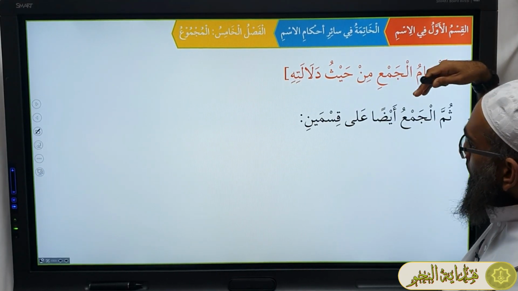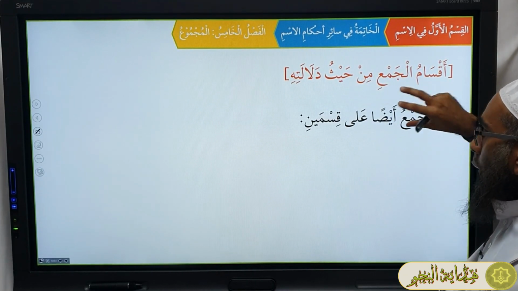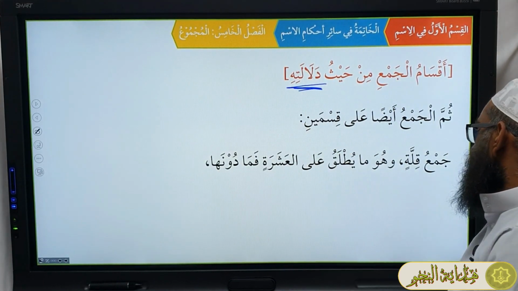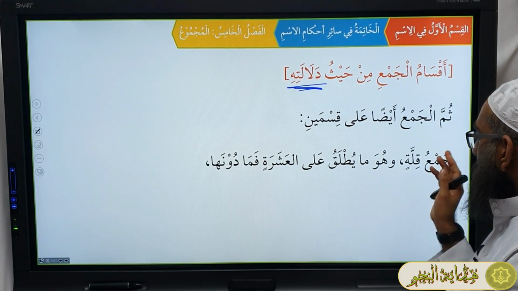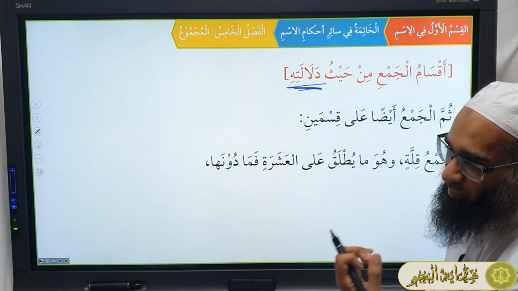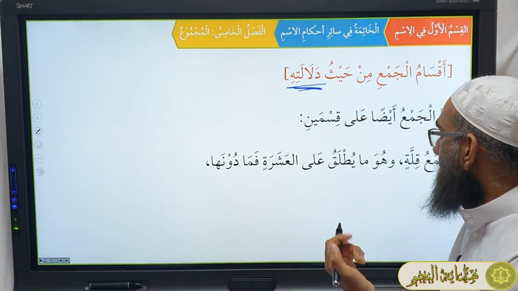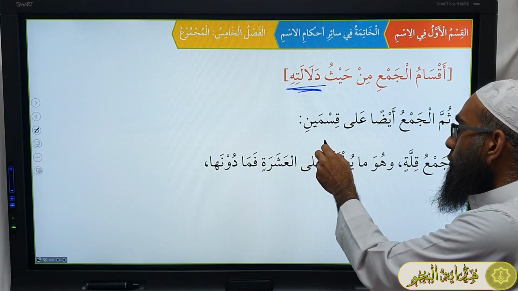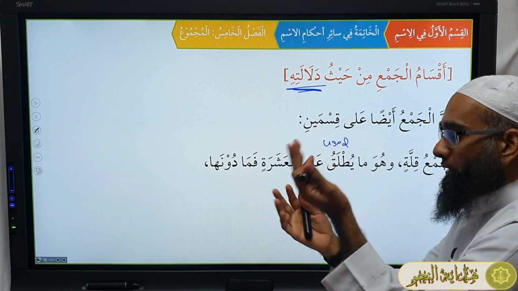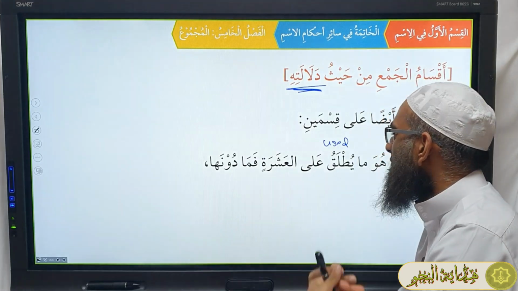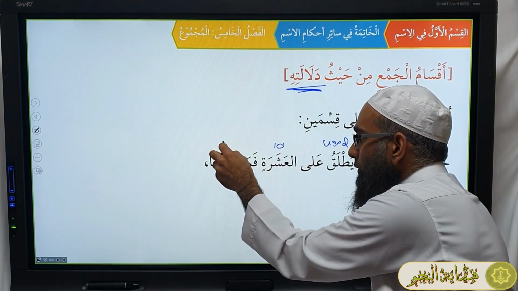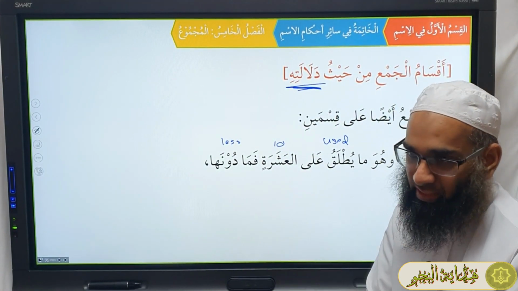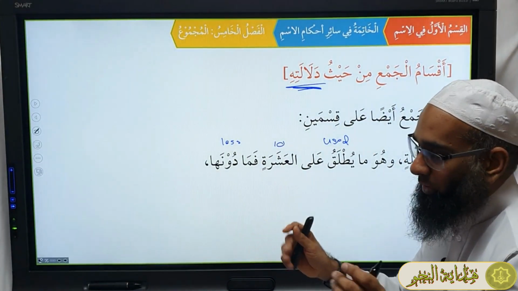So ثم الجمع أيضا على قسمين. Jam'a is also in two types, according to dalala, what it implies and denotes. The first is jam'u qilla. A qilla jama' is a diminutive, a smaller jama', which shows a lesser plural. وهو ما يطلق على العشرة فما دونها. It is that which is used, يطلق, it is released upon, it is allowed to go on. It is used for 10 فما دونها, and that which is less than 10.